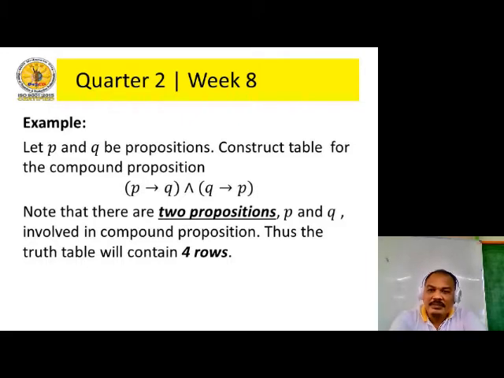Now, let us have this example. Let P and Q be propositions. Construct a table for the compound propositions. So we have P implies Q and Q implies P. P will be your hypothesis and Q will be your conclusion. The other way around, Q will become your hypothesis and P will be your conclusion. Note that there are two propositions, P and Q, involved in the compound proposition. Thus, the truth table will contain 4 rows.